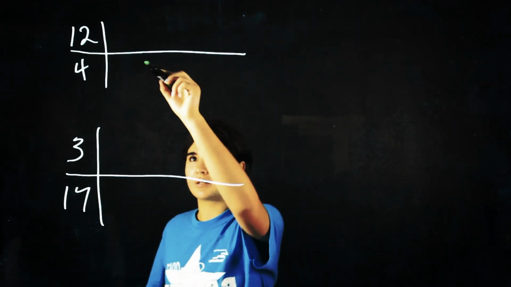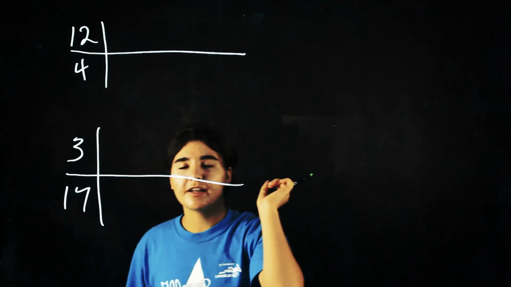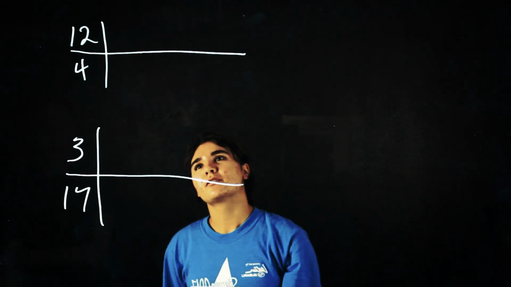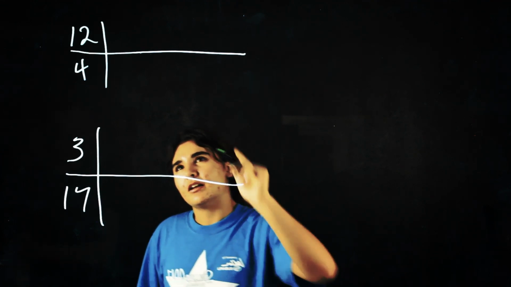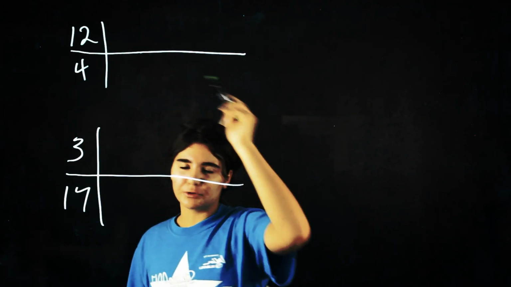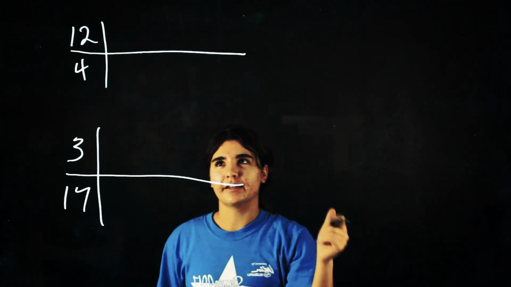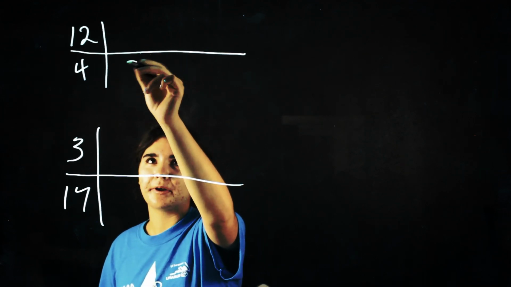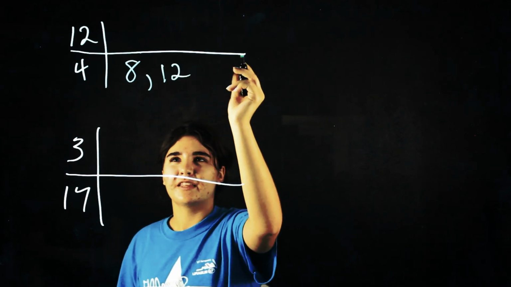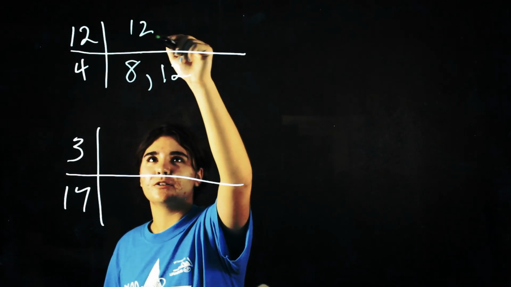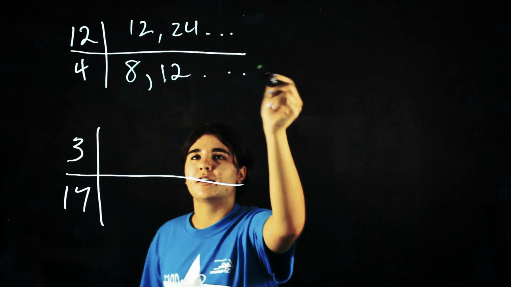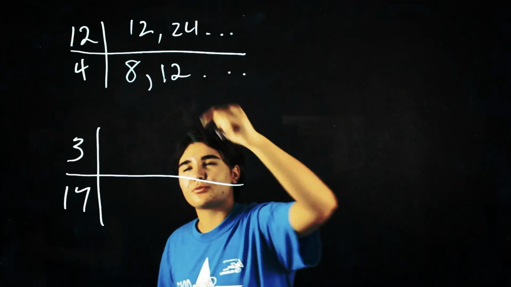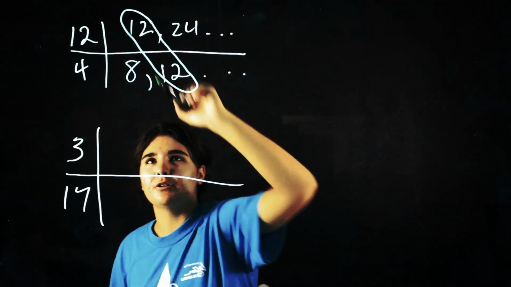Alright, so here are 2 more examples. Let's do this top one first. Okay, so we're trying to find, again, the least common multiple of 12 and 4. The thing about this one is that 12 is a multiple of 4, right? 4 goes into 12 3 times. So the multiples of 4 would be 8 and then 12. And then we know the multiples of 12 are going to be 12, 24, etc. But if we already know that 4 goes into 12, then we already know that 12 is going to be the least common multiple between all these, right?